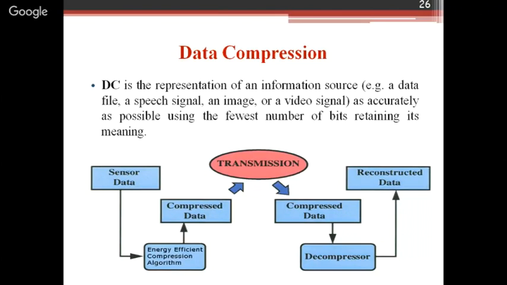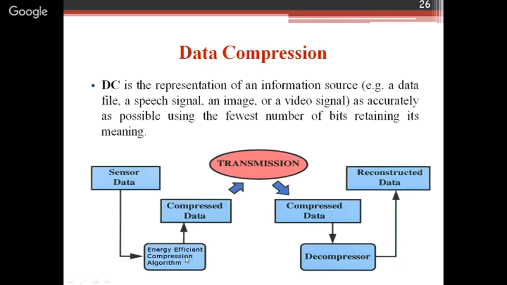And what is the concept, why are we compressing this data? So that the communication cost or the power can be reduced. Okay. And this is a small diagram which basically represents how the data can be compressed. The data can be compressed at the sensor nodes before sending it to the base station.